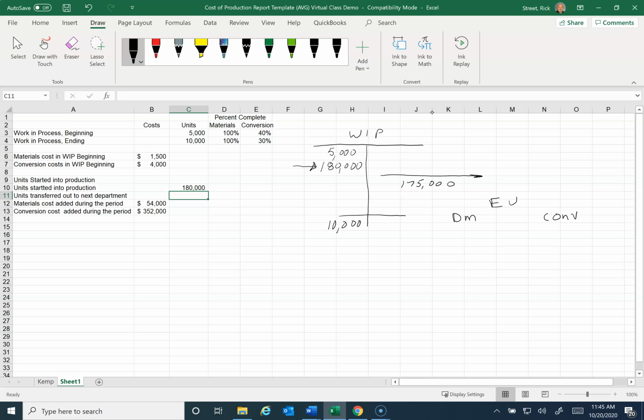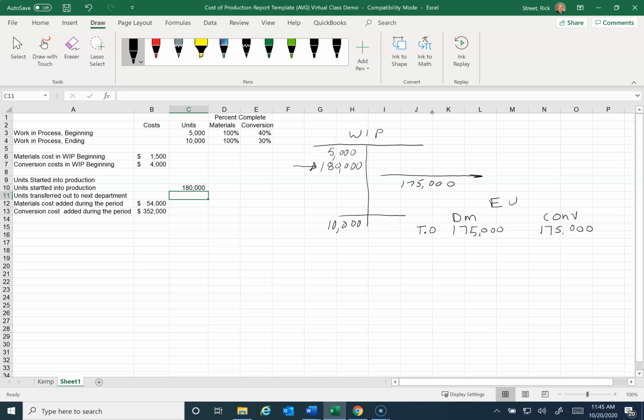Now we're just doing units. So the first thing that we want to account for are the units transferred out. I'm just going to put a little TO here. Units transferred out, that's 175,000. They're 100% complete. So that represents 175,000 equivalent units for direct materials and conversion costs.